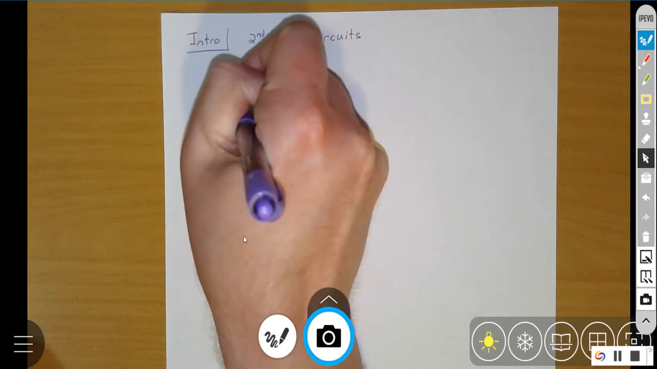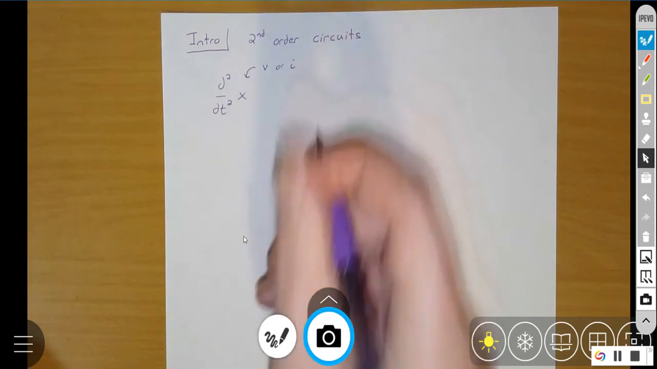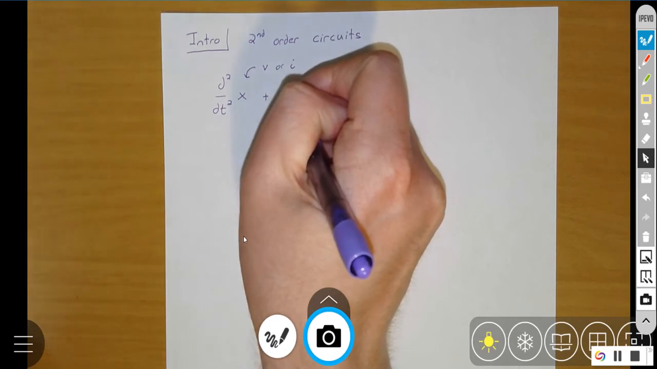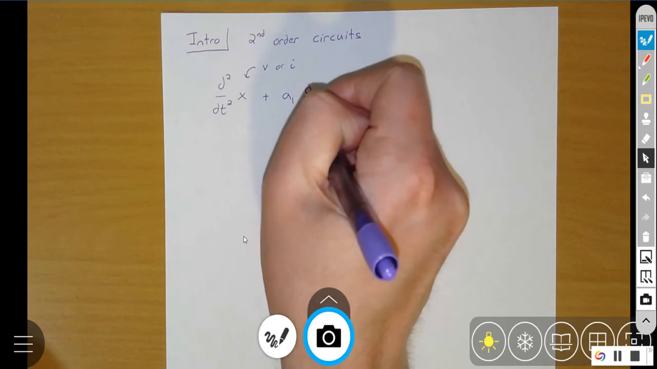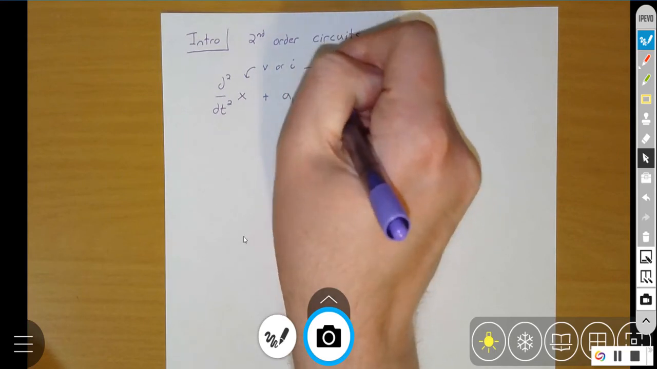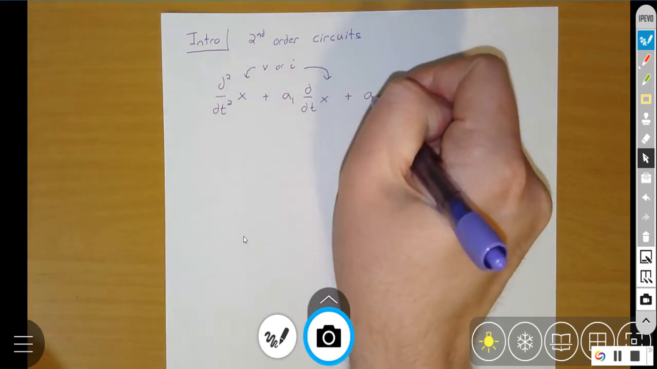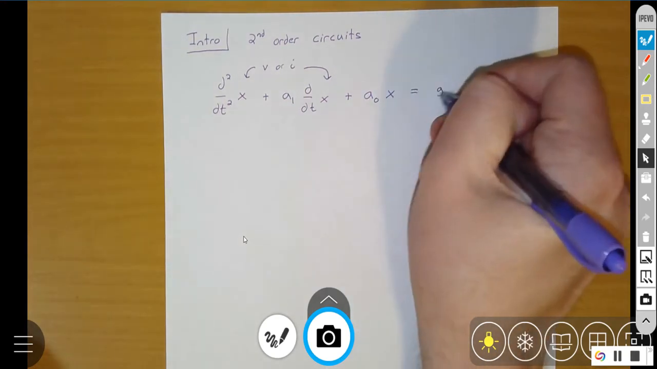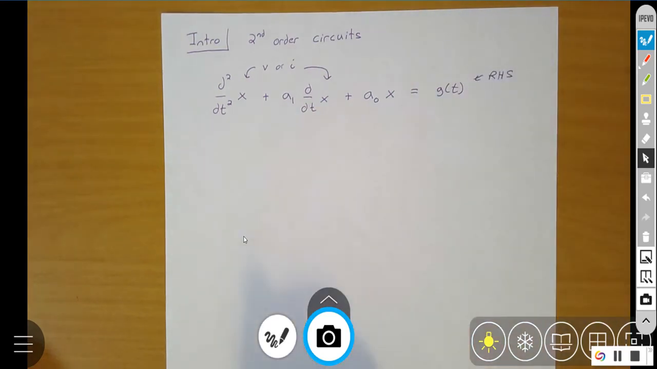It'll be a second derivative. I'll write x here. This x can be v or i, depending on what you're solving, plus some constant a1, and then the first derivative of x, again x can be v or i, and then plus some a naught x. And this will all be equal to some g of t like we had last time. This right hand side is where our forcing functions and constants go.